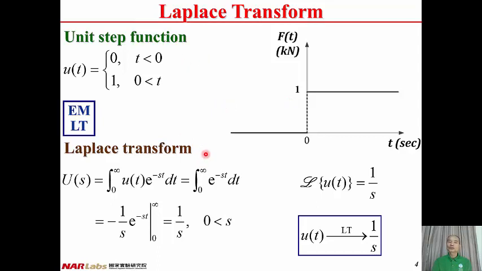Let us find out the Laplace transform of this unit step function. By definition, the Laplace transform of u(t) equals U(s), equals integration from 0 to infinity of u(t) exponential minus st dt. The integration range is from 0 to infinity, that is t is positive. When t is positive, u(t) equals 1, therefore it equals integration from 0 to infinity of exponential minus st dt. The integration becomes exponential minus st divided by s. When t tends to infinity, if s is positive, exponential minus infinity tends to 0. Therefore, this term vanishes when t tends to infinity. When t equals 0, exponential of 0 equals 1. Therefore, the Laplace transform of u(t) equals U(s) equals 1 divided by s.